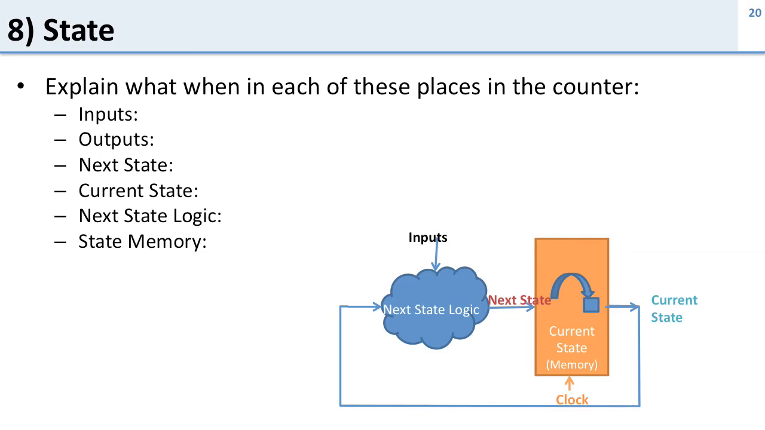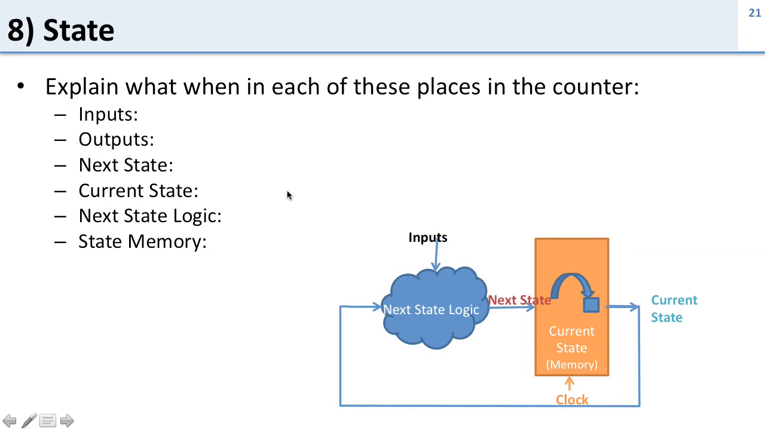All right, so let's take a look at state here. So here's the picture we had for state before. We've got some logic, which takes in our current state, takes in our inputs, and generates our next state. And then we've got some sort of memory, which, when the clock comes on, takes the next state and makes it become the current state. So we looked at a counter, and let's explain what all of the different parts of this are in the counter. So what are our inputs for the counter?